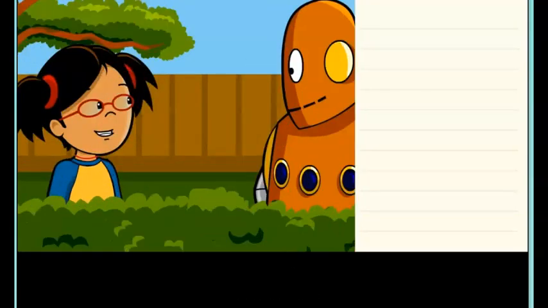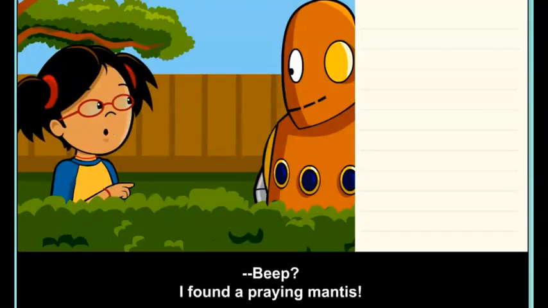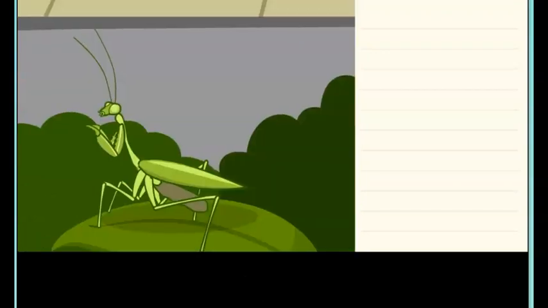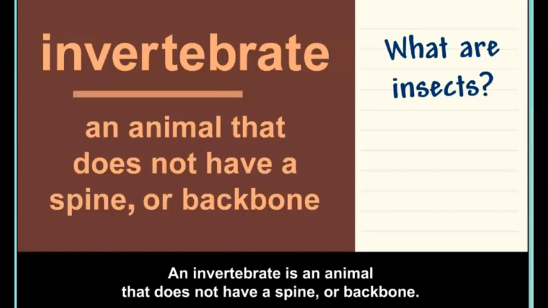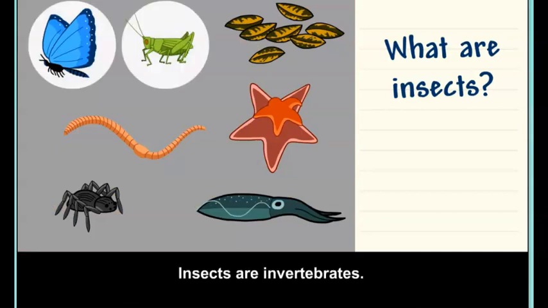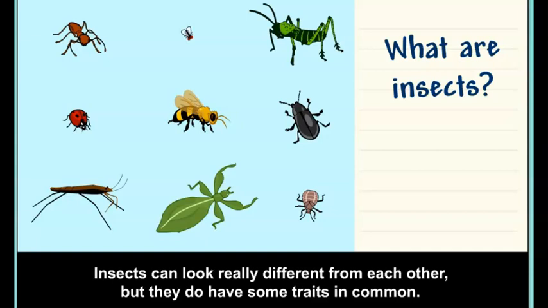Check it out. I found a praying mantis. What are insects? An invertebrate is an animal that does not have a spine or backbone. Insects are invertebrates. Insects can look really different from each other, but they do have some traits in common.